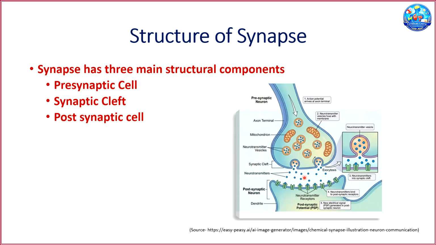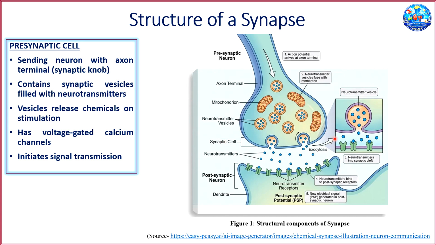Structure of synapse. The synapse is composed of three main structural components. We have the presynaptic cell, a postsynaptic cell, and the synaptic cleft. The first component is the presynaptic cell. The presynaptic cell is the neuron that sends the signals. Its axon terminal expands like a bulb, and this is called the synaptic knob or the terminal button.